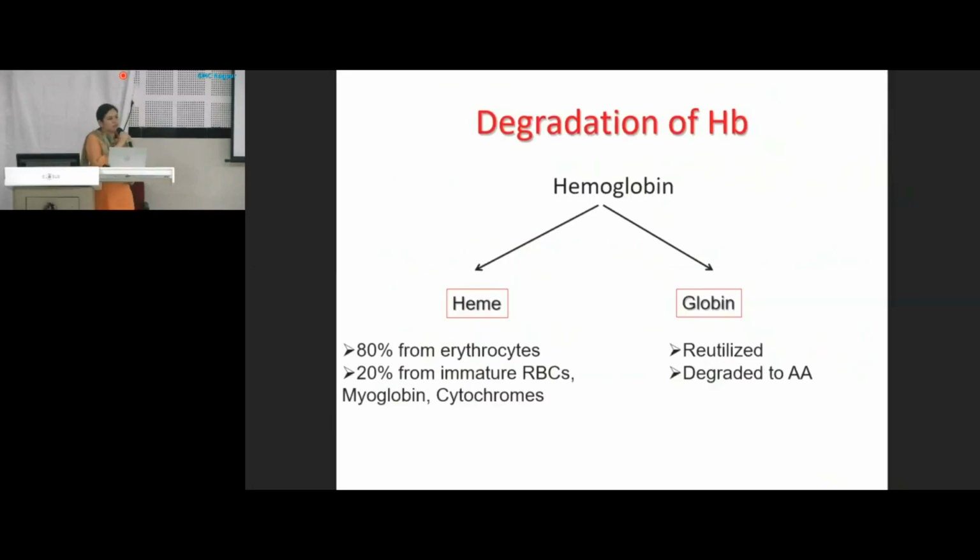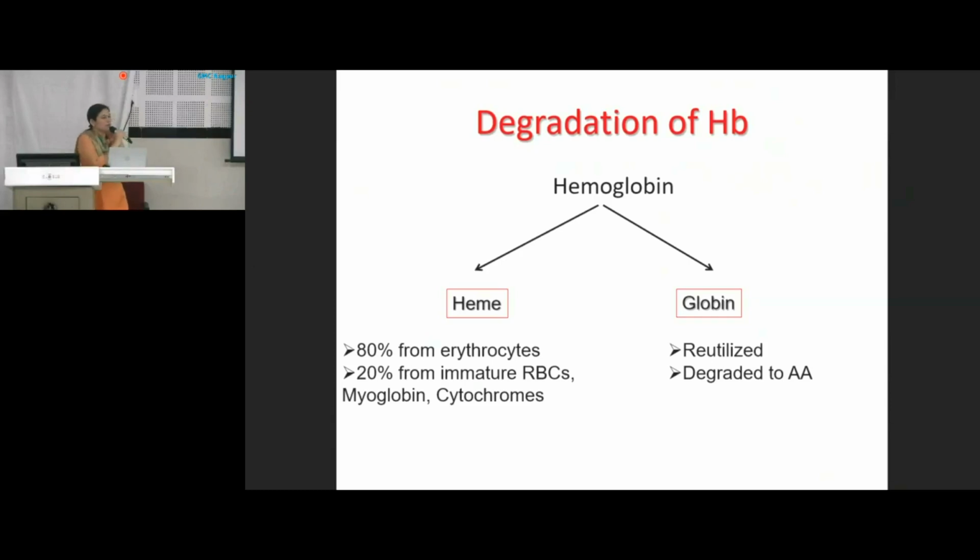First, to understand the jaundice. What is jaundice basically? Jaundice is a clinical condition where there is a yellowish discoloration of conjunctiva, sclera and mucous membrane. And to understand the different types of jaundice, we must be able to understand the degradation of hemoglobin.